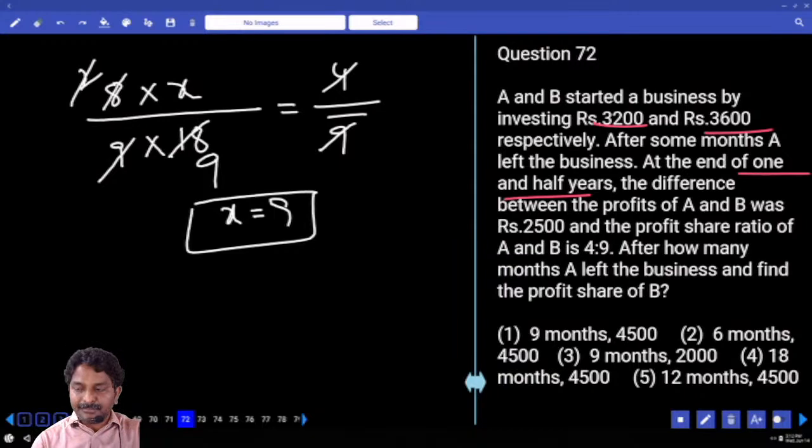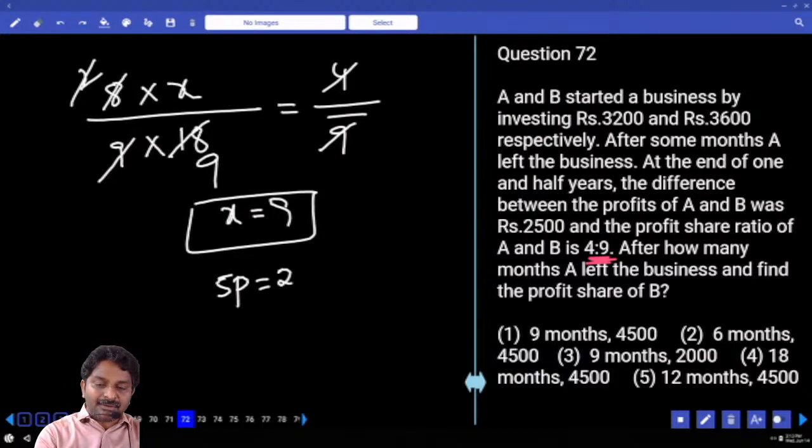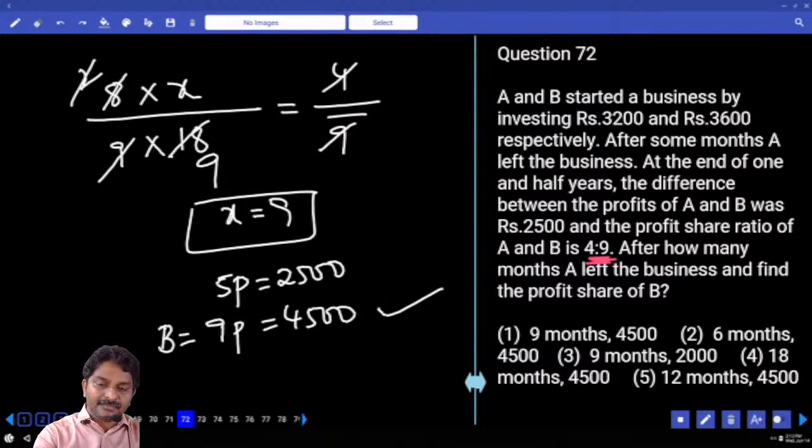And the profit share of B also. Okay, right. Now, what is their profit sharing ratio mentioned in the question? 4:9. How much does A get? 4 parts. How much does B get? 9 parts. Difference is 5 parts. And we were given 5 parts is equal to 2500, and B's share is equal to 9 parts, which is 4500.